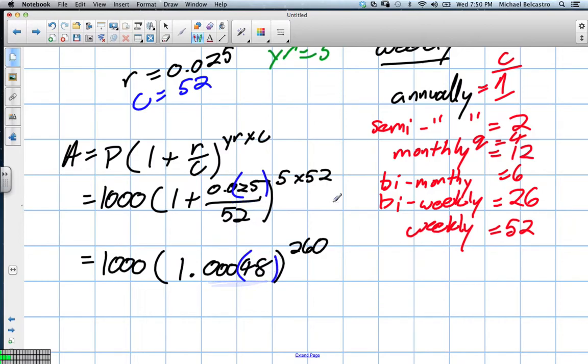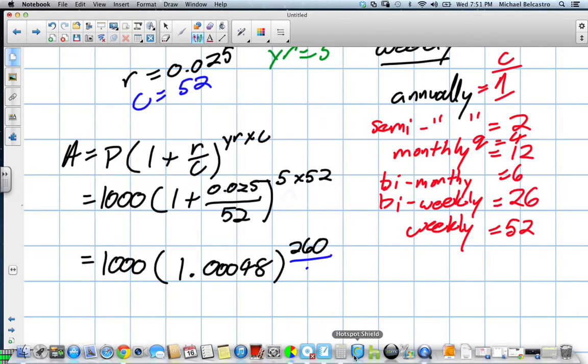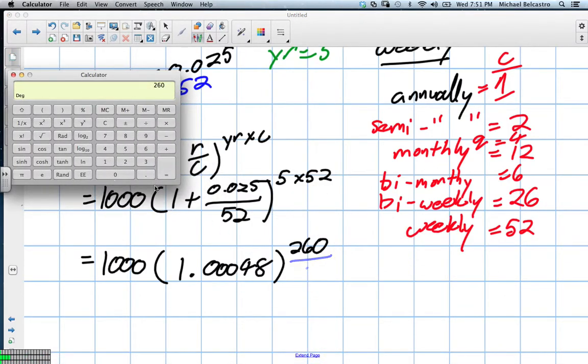So what is 260? 260 is how many times it's been compounded. Because it's compounded every week, that's 52 times in a year, and over the course of 5 years, it's been compounded 260 times, because that's how many weeks are in 5 years. You can think of it like that. Okay, and then the next step is really just to carry out the formula.